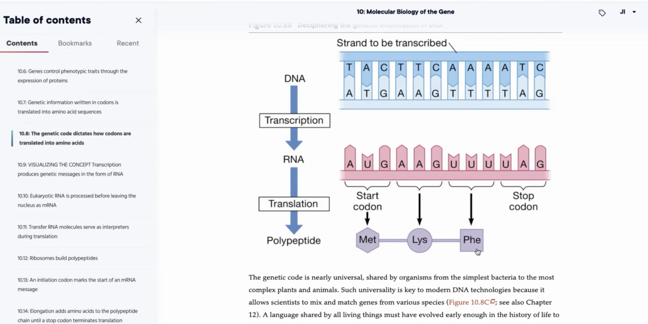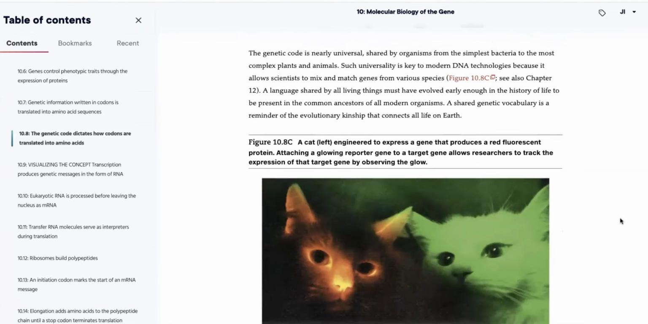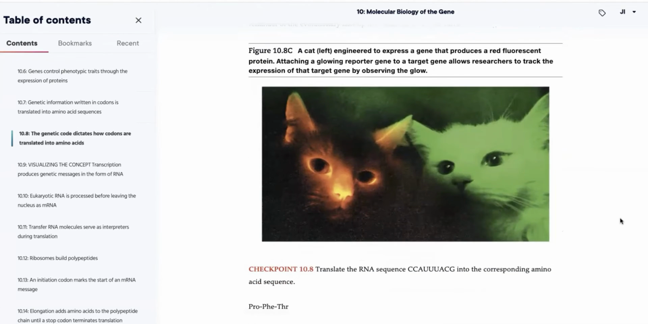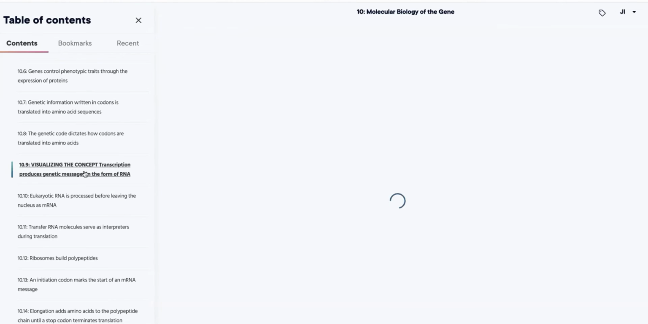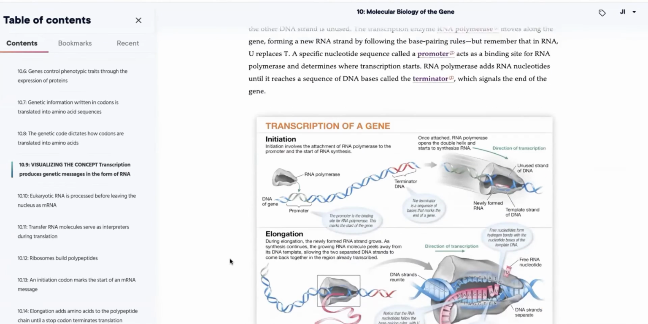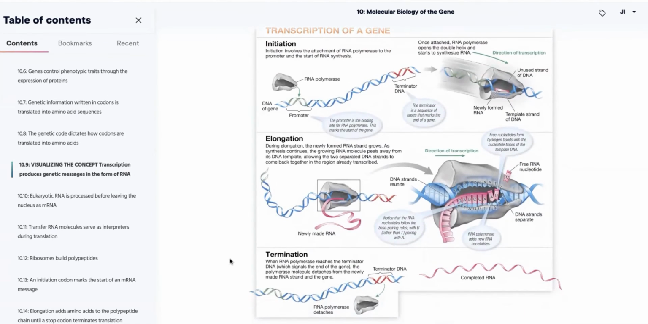UUU, phenylalanine. Right? And so these little purple shapes at the bottom that are linked up with peptide bonds, this is our polypeptide that's in the process of being formed, right? And so you get these schematic pictures, many different perspectives on the processes of transcription and translation. We get some cute little cat pictures at the very end. And then we get to 10.9, which is the actual nuts and bolts descriptor of how transcription is taking place.